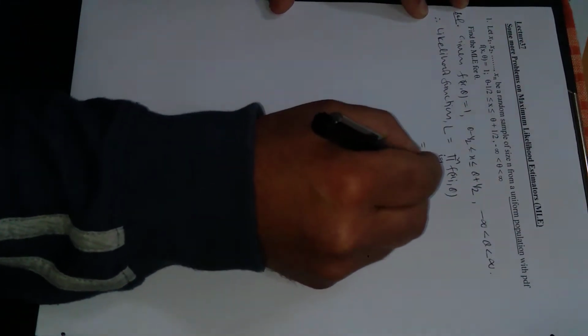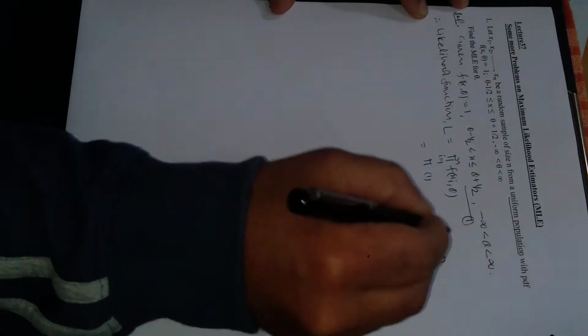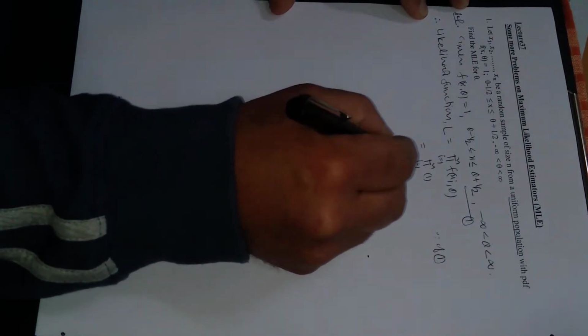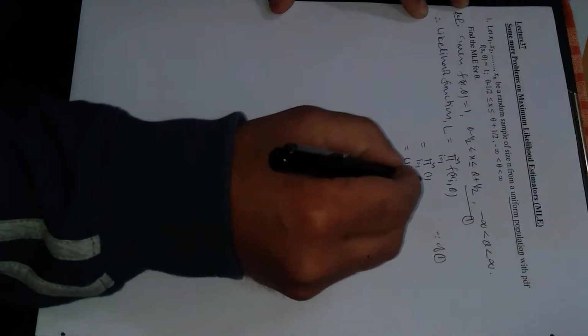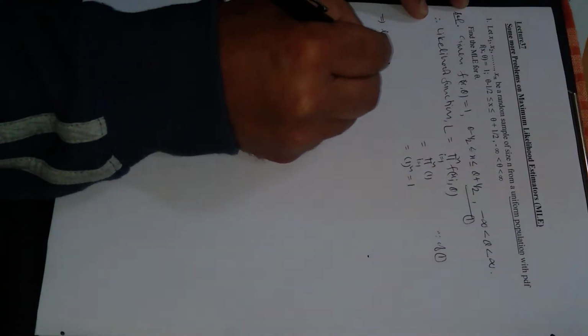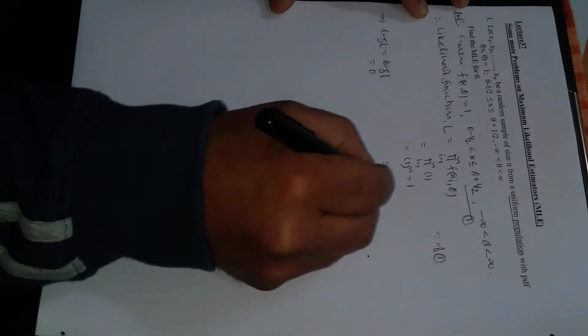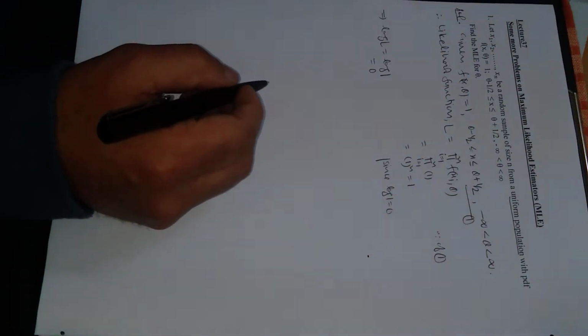Substitute the value of this density function, its value is 1 from equation 1. So in this product, how many terms are there? This is 1, n times, which is equal to 1. This implies log L will be equal to log 1, which is equal to 0, since log 1 is equal to 0. So in this way we are getting the logarithm of the likelihood function to be 0.